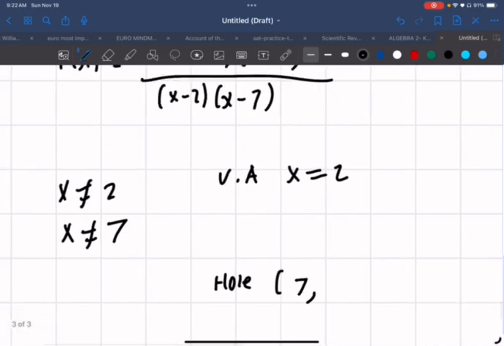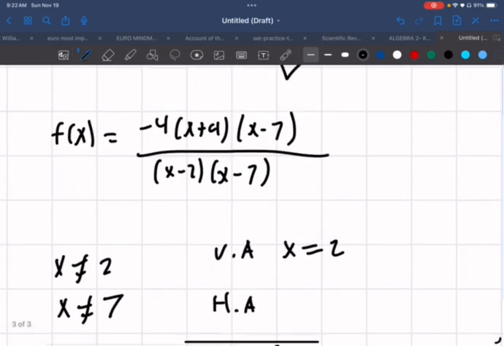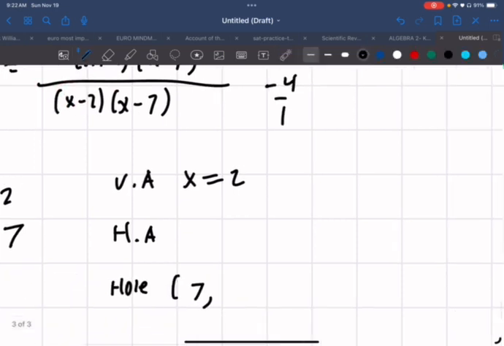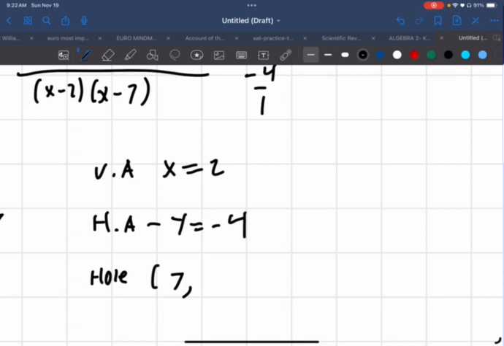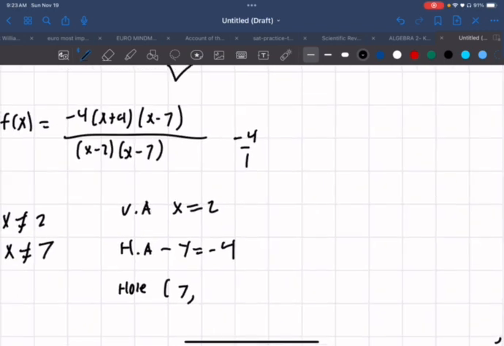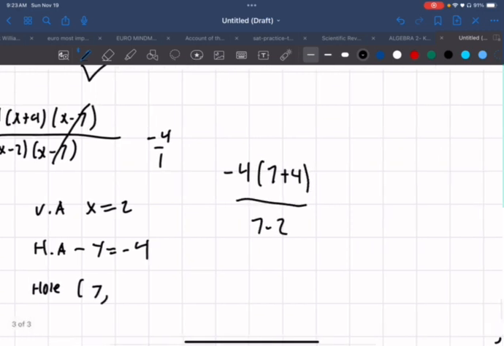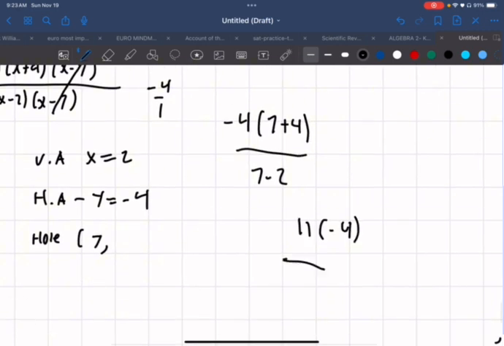And then that's something we'll plug in. Horizontal asymptote, the degrees are the same, so it would be the ratio, which is negative 4 over 1, negative 4. So that would be y equals negative 4. And the hole, well, we'll just plug in the x. You know that that's going to cancel out. We're just left with this. So negative 4 times 7 plus 4, over 7 minus 2, that's 11 times negative 4, which is negative 44 over 5. And we can't really simplify that. That's like negative 8.8.